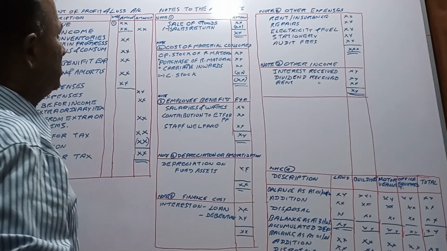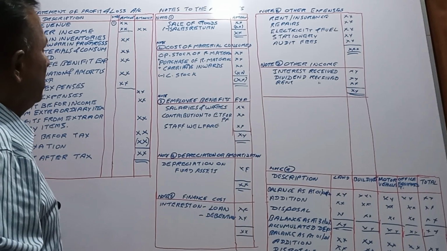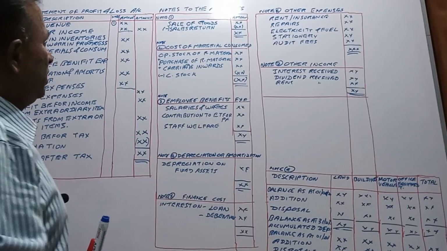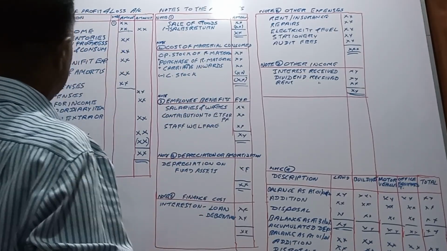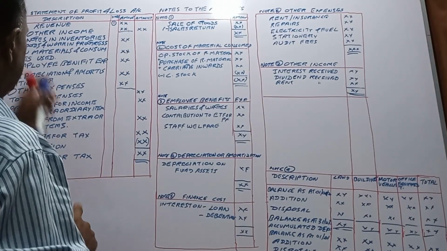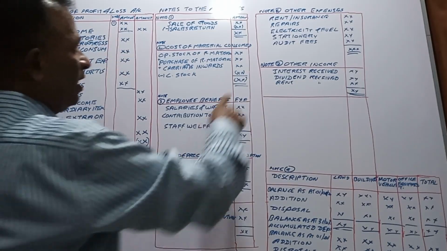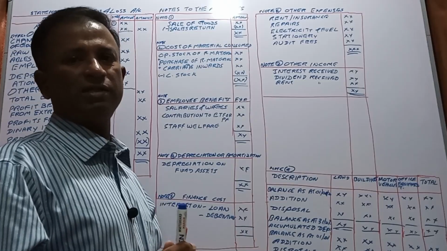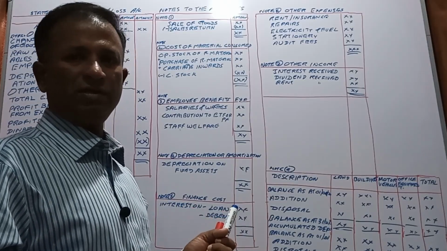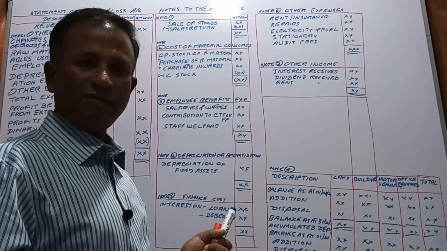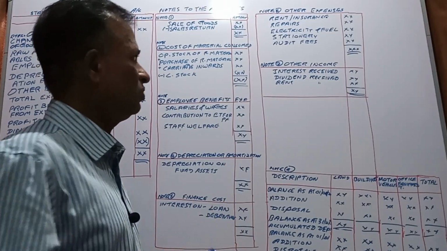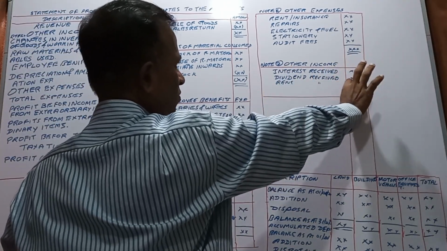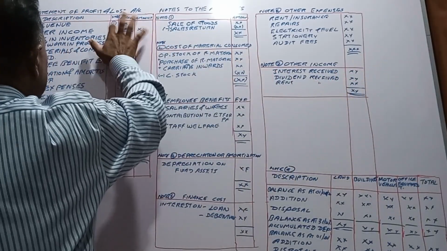Other income. What is the other income? We can go by the notes, or we can go item wise. Other income means interest received, dividend received, and rent received. We say all these consist of other income. So we take this amount here as other income.